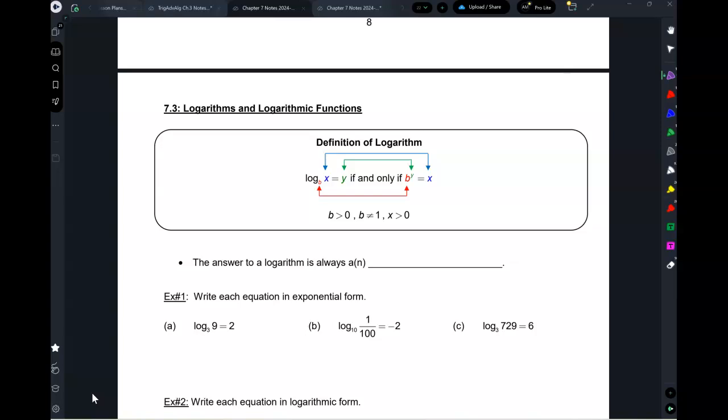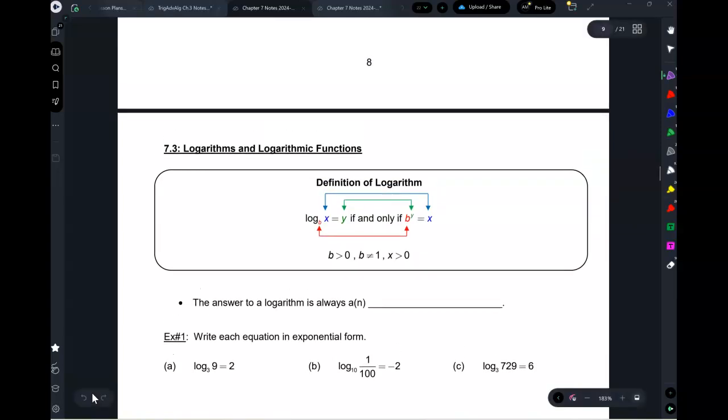Okay, first I want to take a minute to talk about the difference between an exponent and a power. If you have 2 to the power of 4, the 4 is the exponent. We all know this, right? This whole thing is a power. This is equivalent to 16. So 2 to the power of 4, the whole thing is a power.